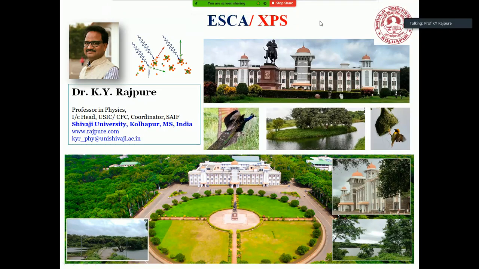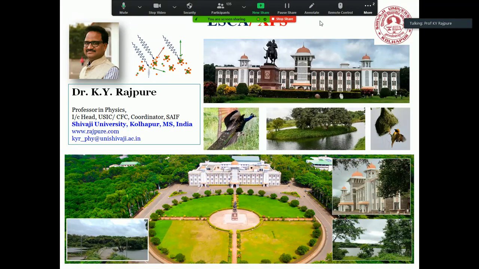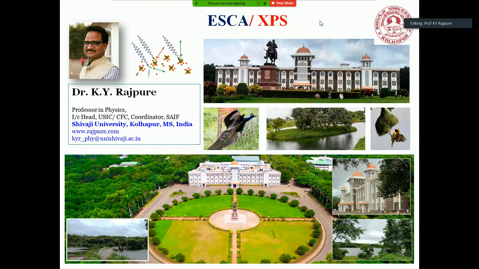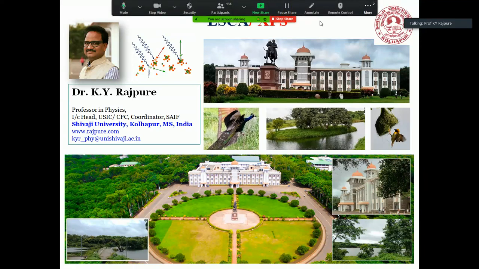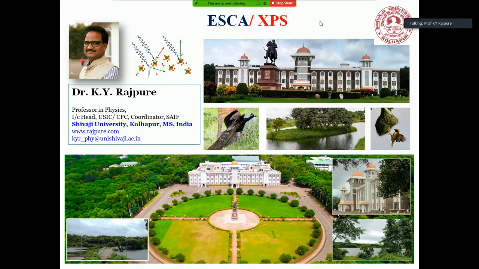The topic on which I am going to talk is ESCA or XPS. Before going to talk on this topic, let me introduce my institute. I come from a very biodiversity rich and, so far as water resources are concerned, self-reliant, beautiful campus of Shivaji University, Kolhapur, and I always feel proud to represent my institute. I am working as a professor in the Department of Physics and as head of the UC and CFC departments of Shivaji University, Kolhapur.